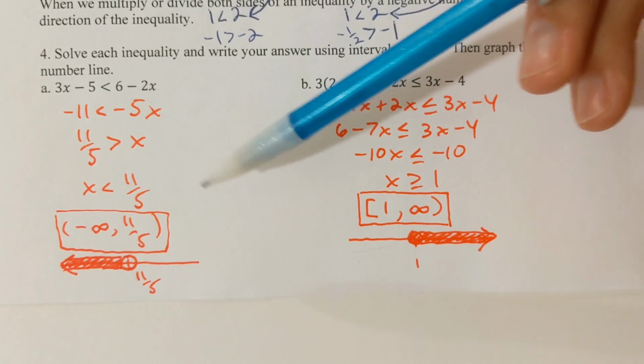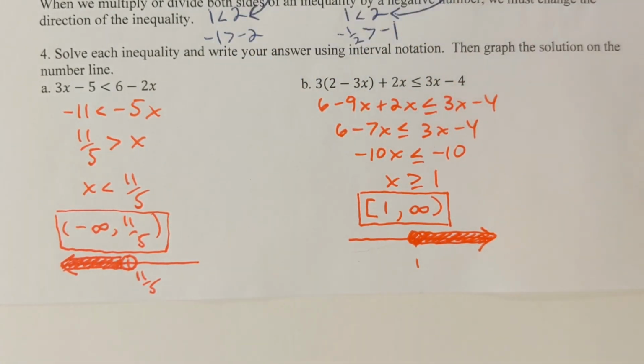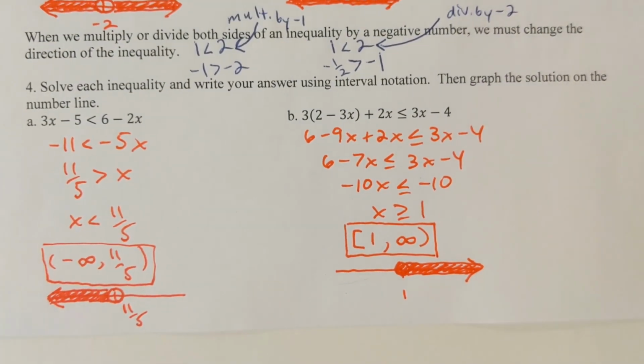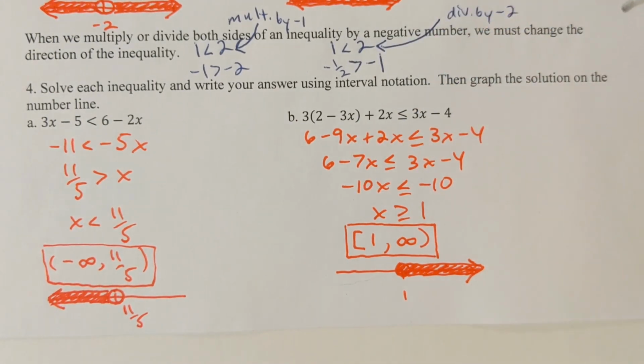The only reason why I did it like this is just to re-emphasize the whole flipping the sign thing, since again that's a common mistake that students will make, is that they'll forget to switch the sign. So be sure that you remember to do that when you're solving an inequality. Anytime you multiply or divide by a negative, you've got to flip the sign. Okay, and I'm going to go ahead and stop the video here.